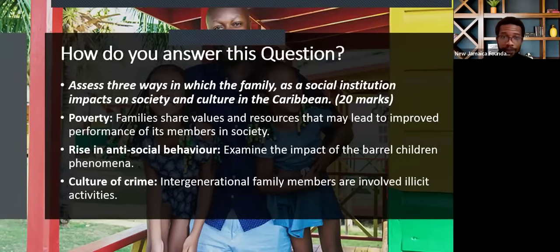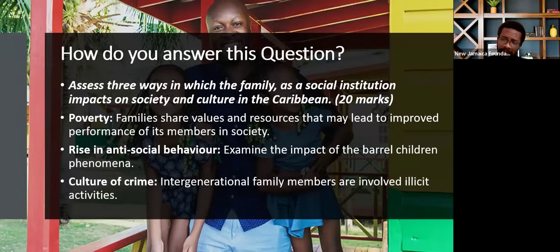Equally so, the family can lead to a rise in antisocial behavior. For example, the impact of the barrel children phenomenon. Barrel children basically meaning that when parents migrate, they send back resources. As a consequence, these children who are barrel children might receive resources, but may not necessarily receive certain values, and that could contribute to antisocial behavior. You can look at how the family might work with crime. So you may have intergenerational family members involved in illicit activities. So you have grandfather, father, and son.